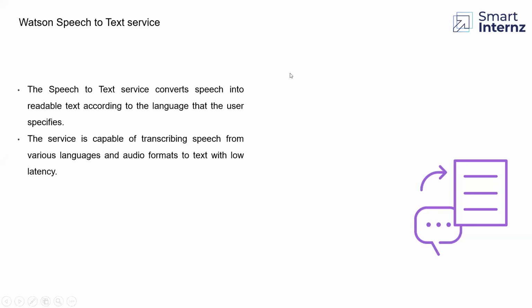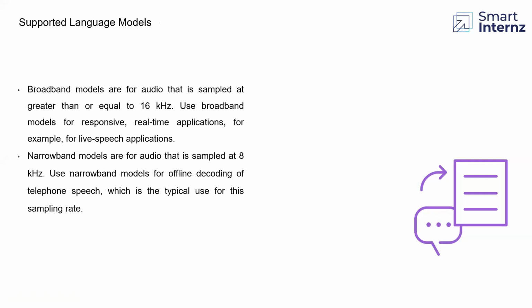After that, we are also going to use supported language models. Broadband models are for audio that is sampled at greater than or equal to 16 kilohertz, for live speech and real-time applications. Narrowband models are used for audio that is sampled at 8 kilohertz, which in comparison to broadband is just half of it. So these are the typical uses for the sampling rate.